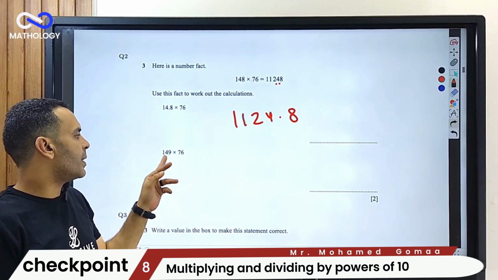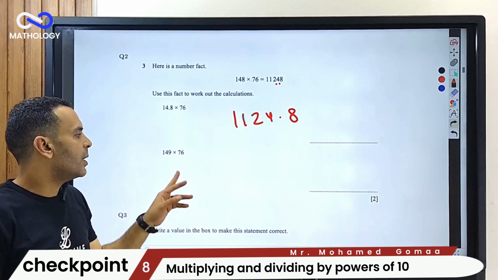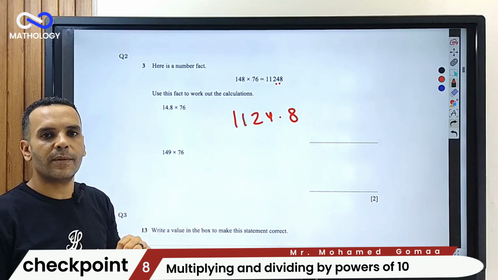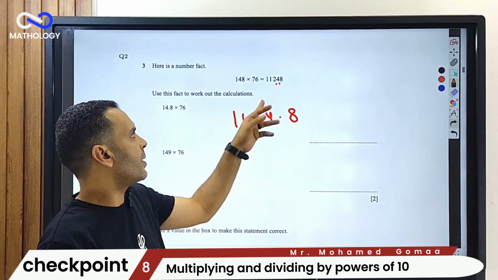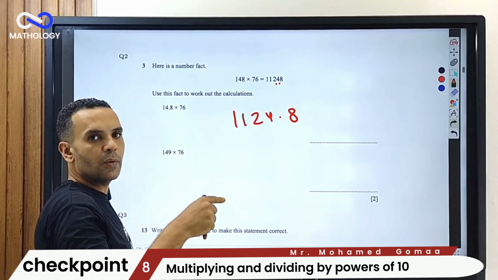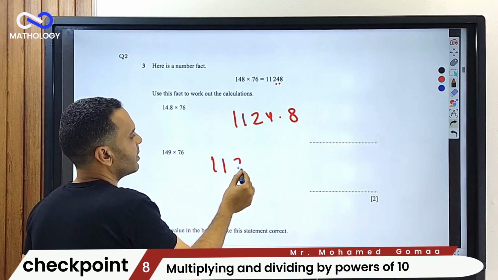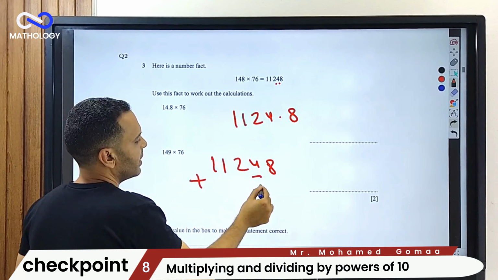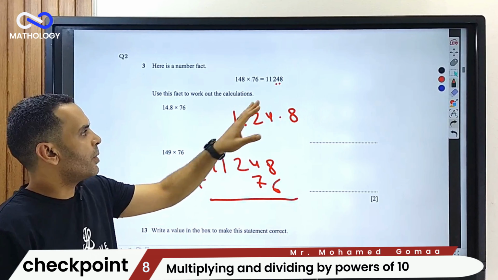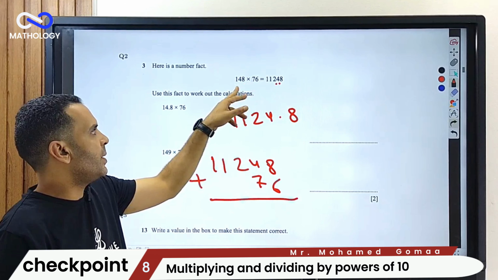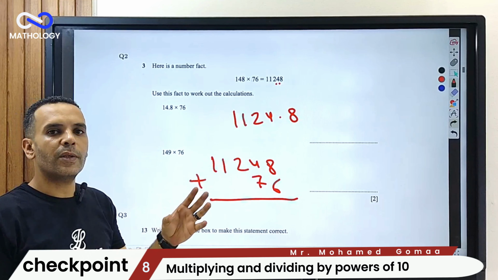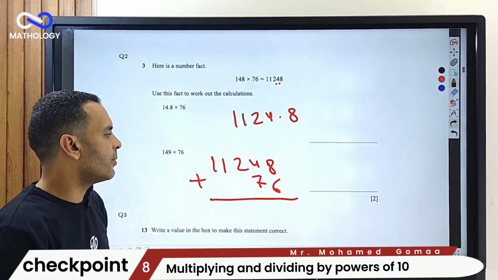What about 76 multiply 149? That means 76 is repeated in the addition operation 149 times. It differs from this one by just 76 more. So this number will be the previous number plus 76. 11,248 means 76 is repeated in the addition 148 times. But we want to repeat 76 149 times. Take this number and add 76.